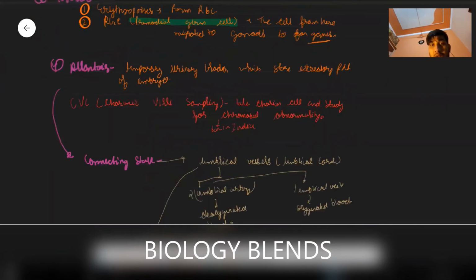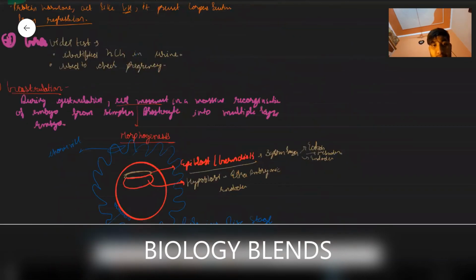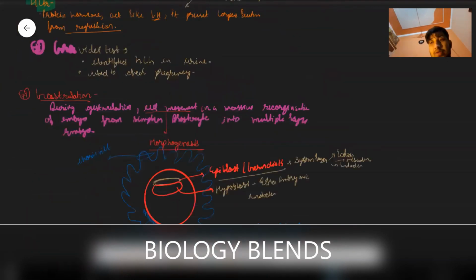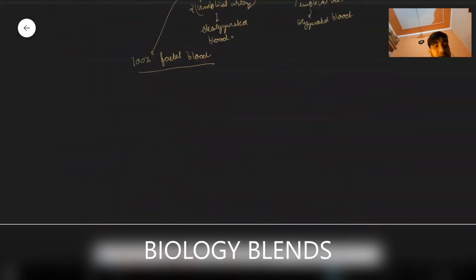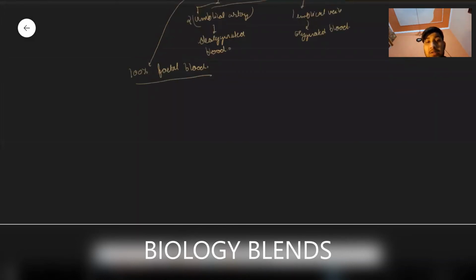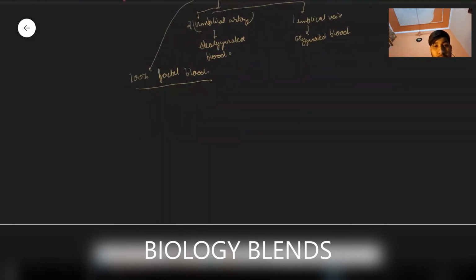So after all these formations, now the primitive streak formation occurs. What is the primitive streak formation? Primitive streak formation leads to the development of the three germ layers. Next topic, development of germ layers.